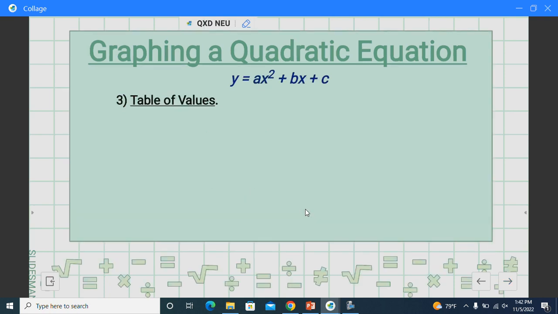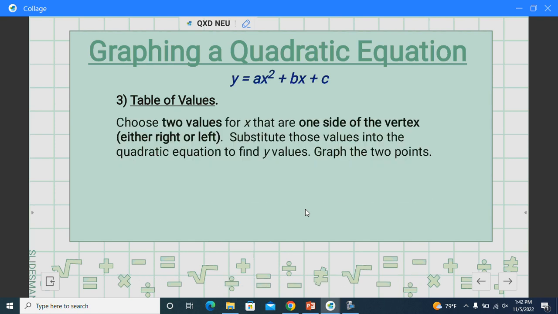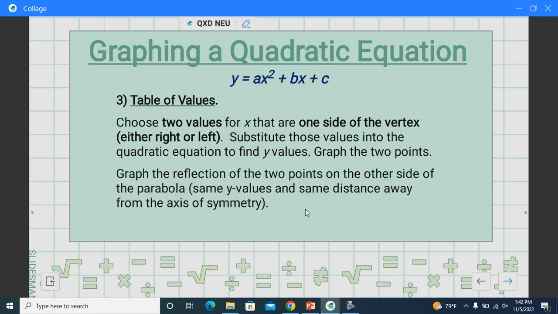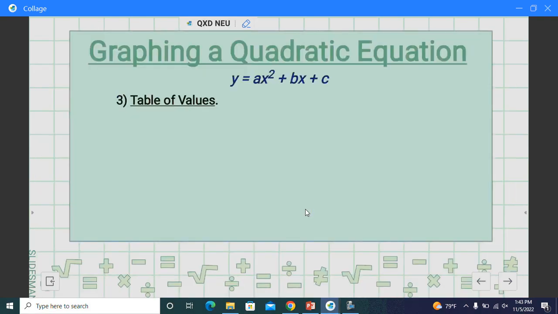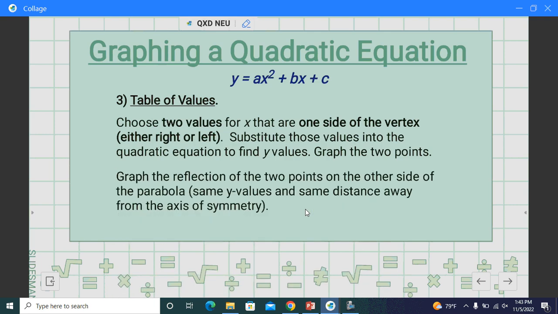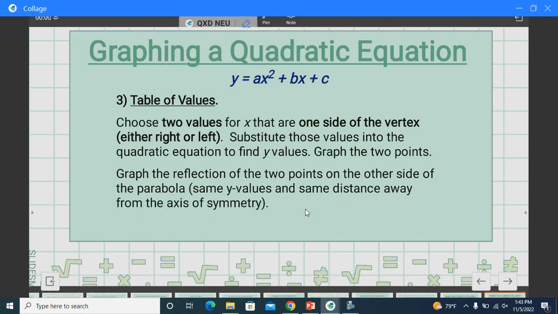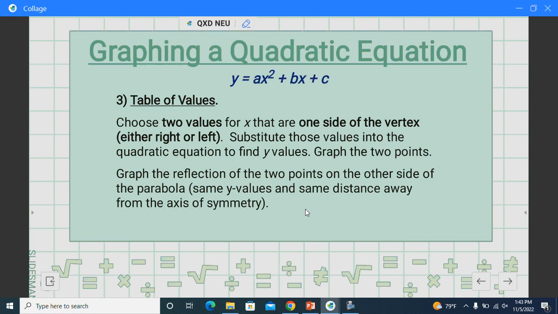And the last step is to make a table of values. So choose 2 values for x that are on one side of the vertex, either right or left, and then substitute those values into the quadratic equation to find the y values. Then graph the 2 points. Then graph the reflection of the 2 points on the other side of the parabola. It's the same y values and the same distance away from the axis of symmetry.